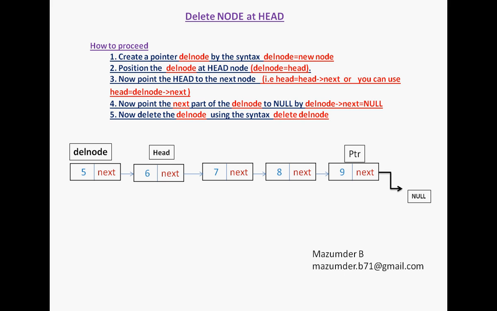Now we will disconnect the del node from the existing linked list so that we can delete it from the original linked list. How will we disconnect it? We will just point the next part of the del node to null. Now this node has been disconnected from the existing linked list. Now we will delete the del node from the list. It is deleted. That's how we can delete at head.